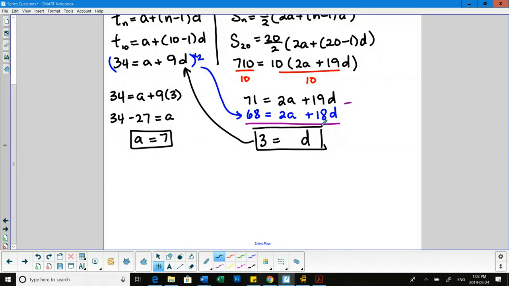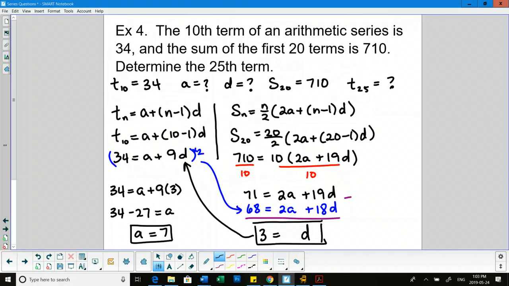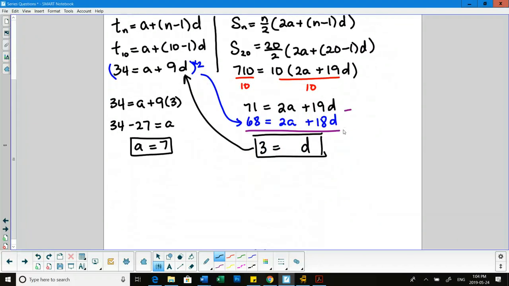Okay, what was the goal of the question again? What's it asking us to do? Some of the first 20 terms. Oh no, 25th term. Determine the 25th term. So should I use the sum formula or the sequence formula? Sequence, yes. We don't want the sum of the first 25 terms, we just want to know term 25.